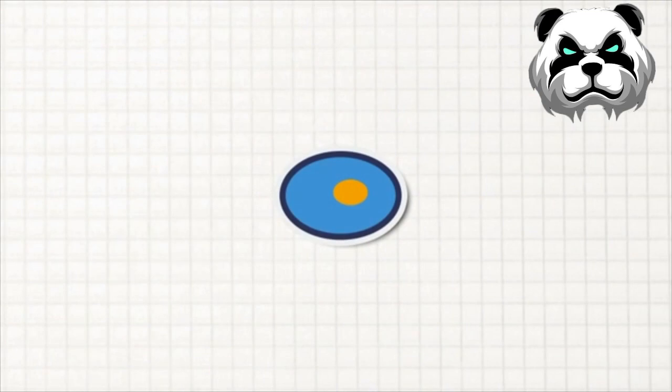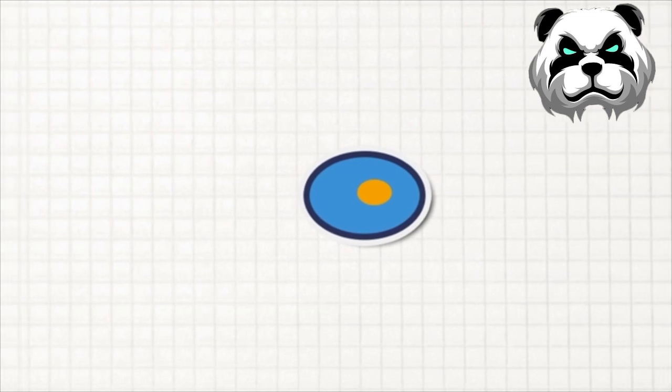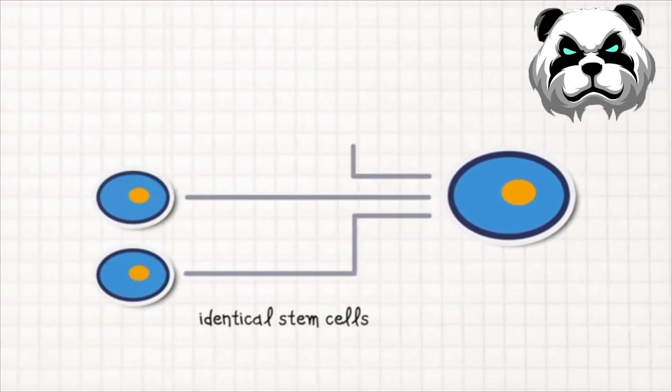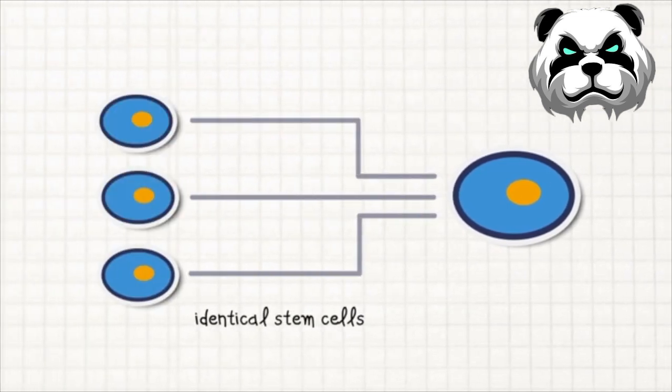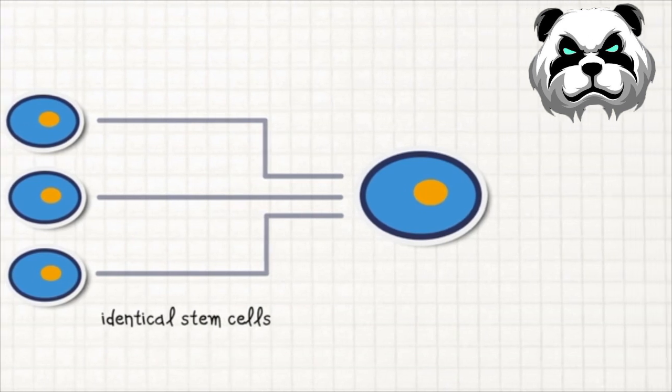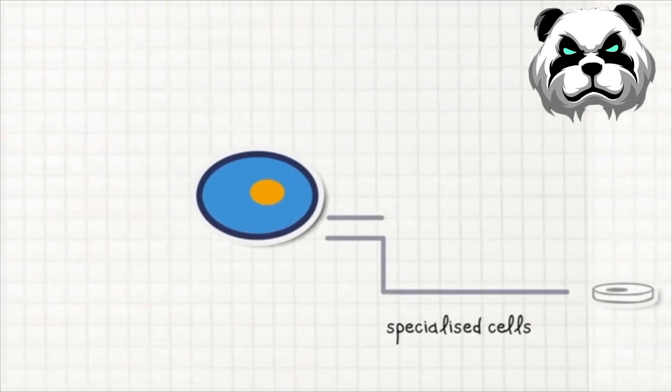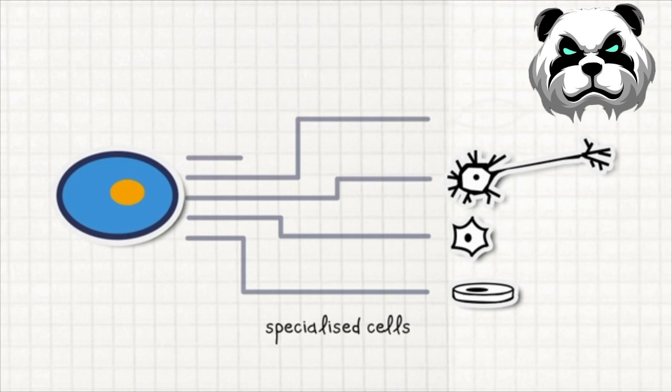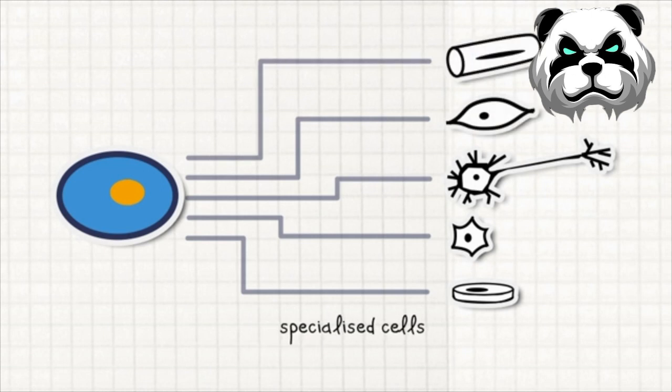These are embryonic stem cells, and they have 2 main characteristics. Theoretically, they can divide an infinite amount of times, giving rise to identical pluripotent stem cells. Alternatively, they can divide to form 2 more specialized cells, which go on to divide again and again to form even more specialized cells.